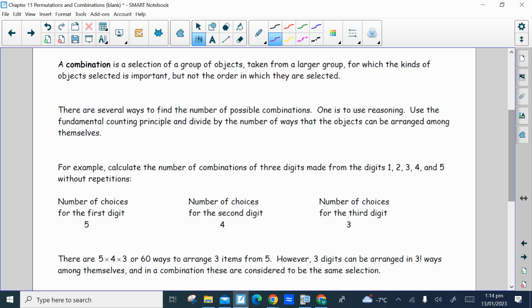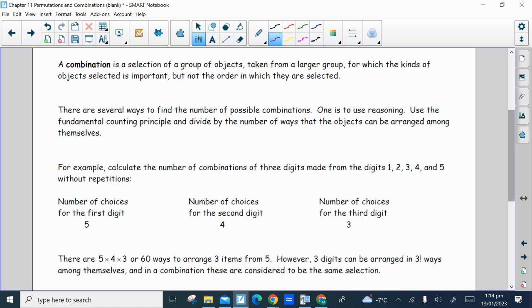A combination is a selection of a group of objects taken from a larger group for which the kinds of objects selected is important, but not the order in which they are selected. There are several ways to find the number of possible combinations. One is to use reasoning. You can use the fundamental counting principle, but then you'd have to divide by the number of ways that the objects can be arranged among themselves.